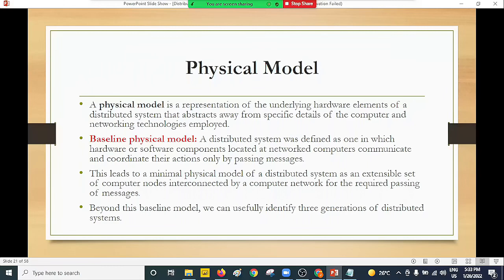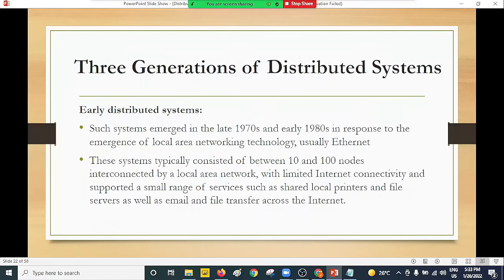Now, we had challenges, or we need to understand where we are coming from with respect to this physical model. So we need to understand the generations in which the various distributed systems were designed, because we can't really talk about the physical model without mentioning how it has changed with time. So we have the early distributed systems, under the generations of distributed systems. These were implemented between the 1970s and 80s.